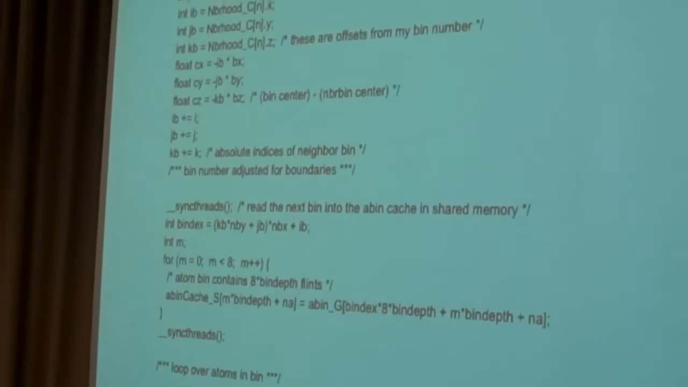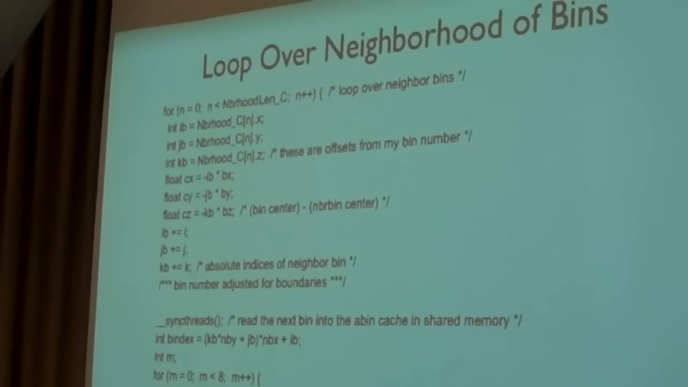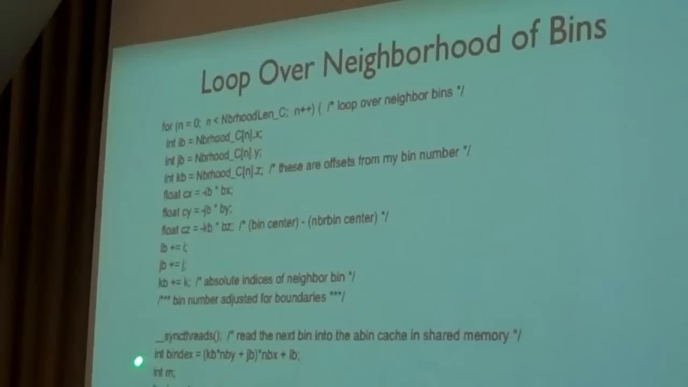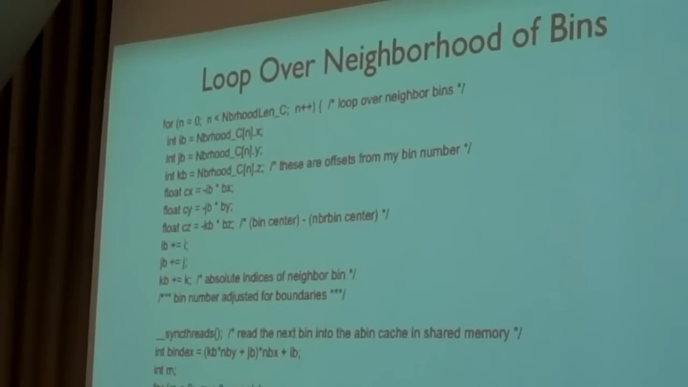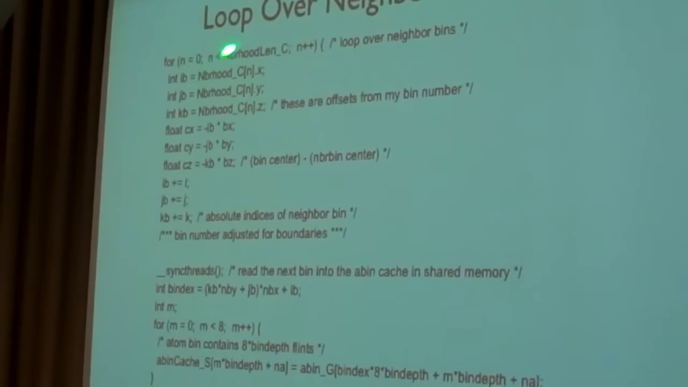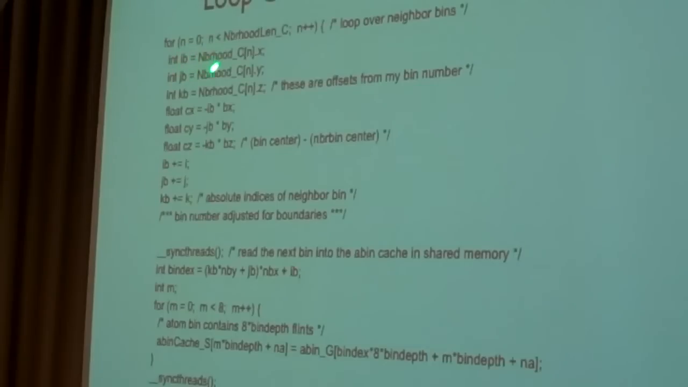So then here I'm showing code for the outer loop over the neighborhood of bins. I guess one thing I didn't mention is that these things are being stored relative to the centers. So the positions are being stored relative to the centers of the bins. That's just to maybe gain a few more bits of precision that way.